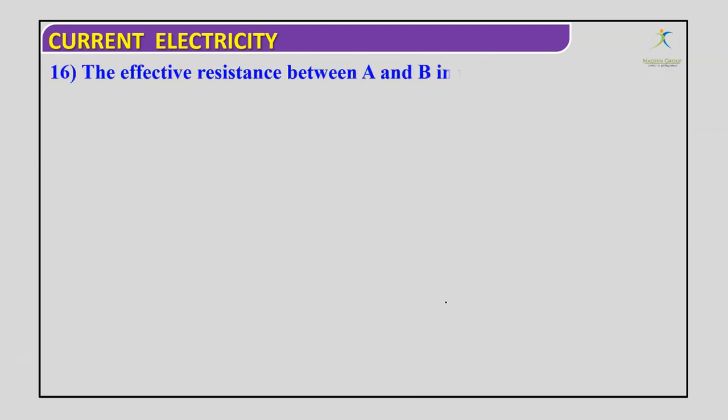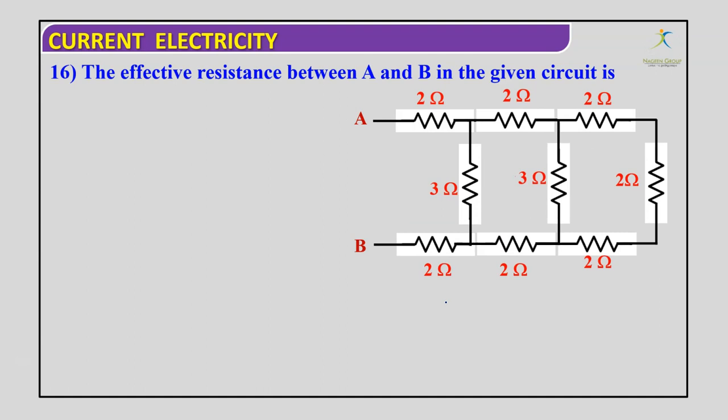Moving ahead with the next question. The effective resistance between A and B in the given circuit is. We have this circuit. Seeing this, it will look a little bit hard, but it's easy. We have options 20 ohm, 7 ohm, 3 ohm, 6 ohm. Moving to the solution part, just pause the video and try to do it yourself first.